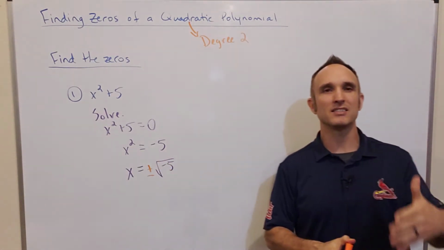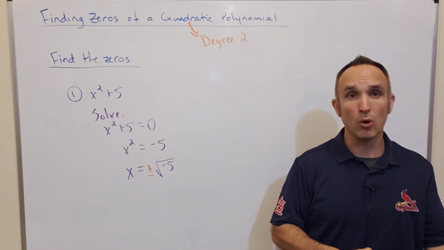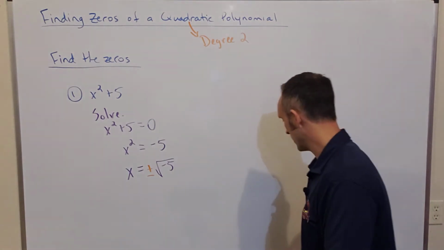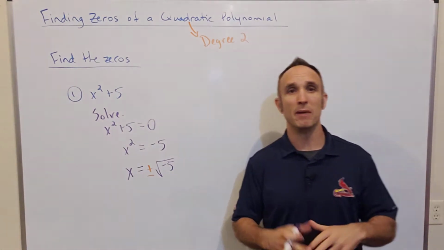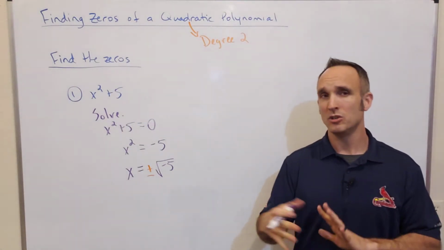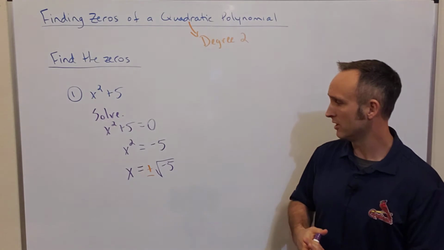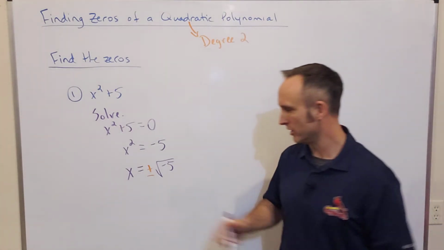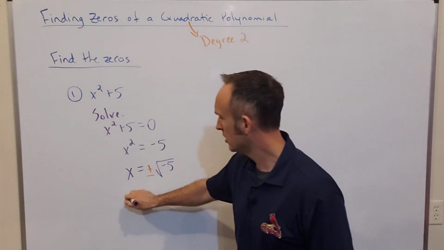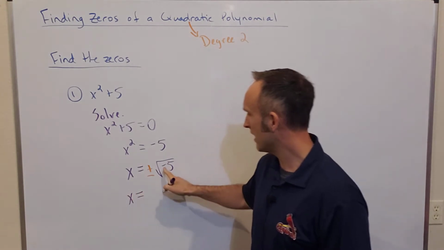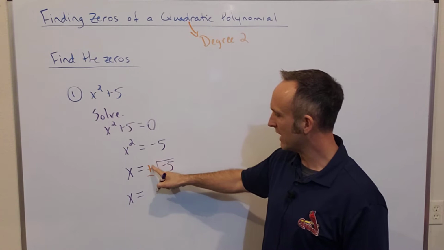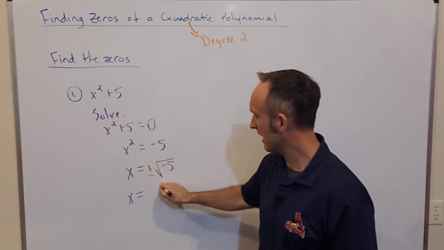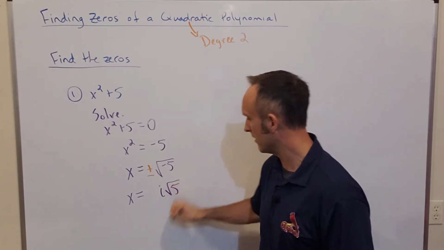x could be the positive square root of negative 5, or x could be the negative square root of negative 5. Now, if you don't have familiarity with imaginary numbers or complex numbers, you may want to go watch some videos on those, specifically imaginary numbers in this case. So the square root of negative 5, however, is an imaginary number. So when you take this negative out of the square root, it becomes i times the square root of 5.